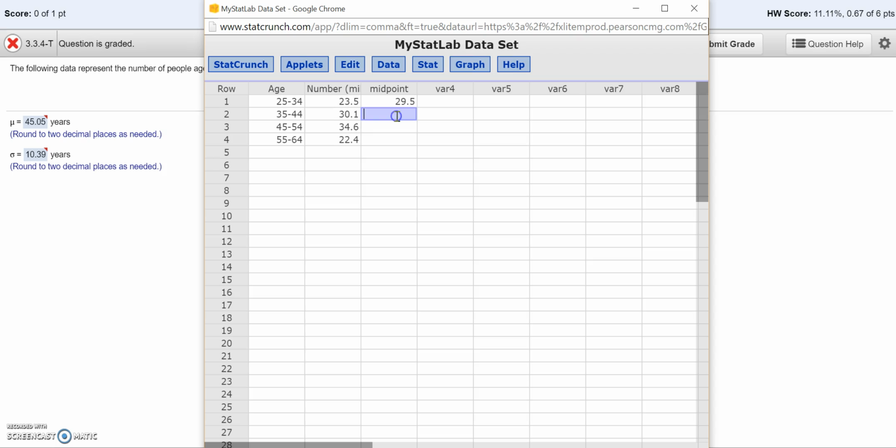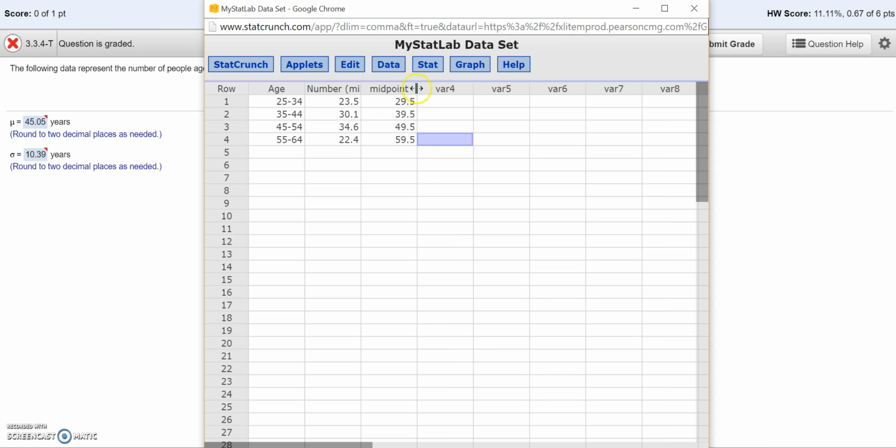And then the next class, did you notice the class difference, or say class width, is 35 minus 25, which is 10. So the next midpoint should be 10 more than the last midpoint. So that will be 39.5. And then the next one should be 49.5 and 59.5. Okay, so those are the midpoints.